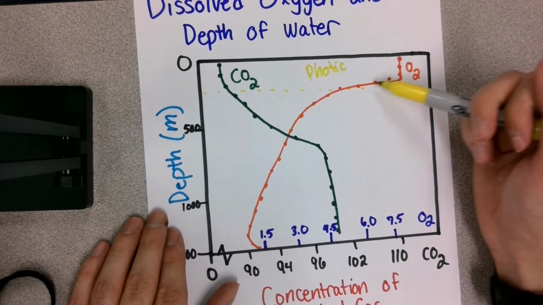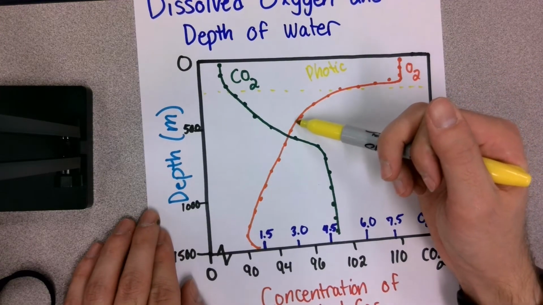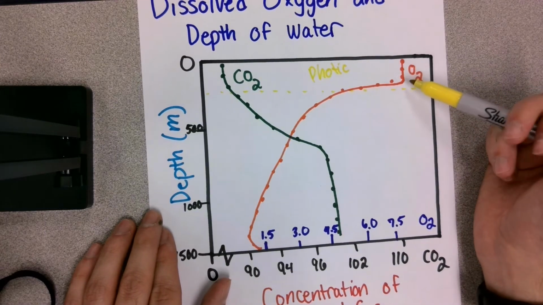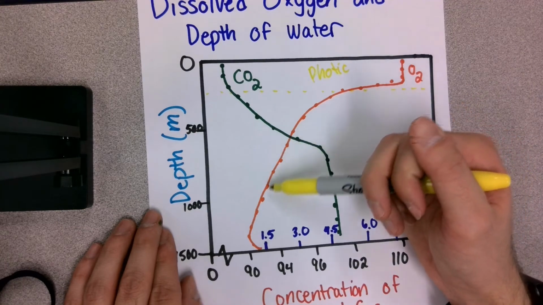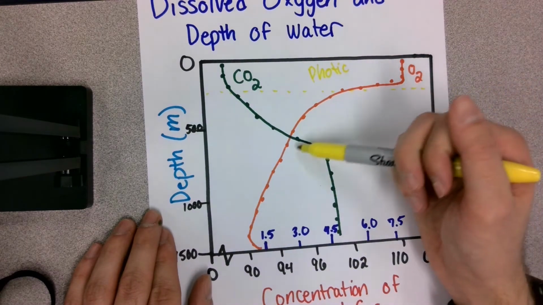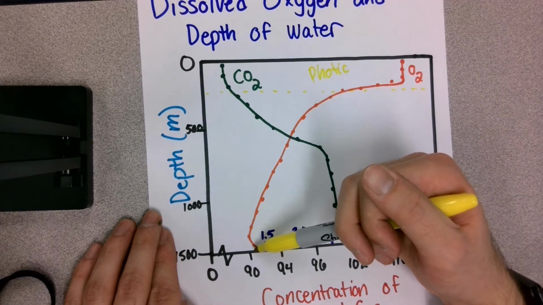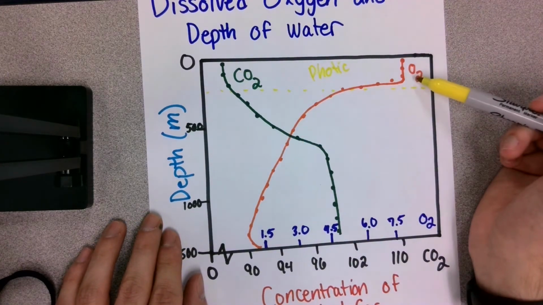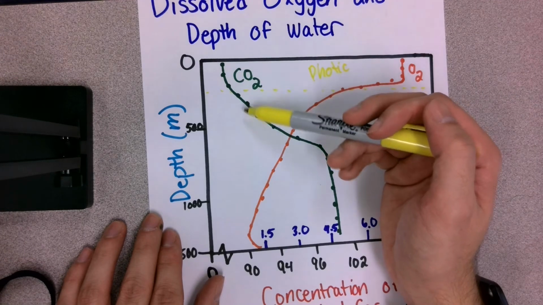As you go down deeper and the depth increases, you don't have any light. It's the aphotic zone, and you're going to have fewer photosynthetic organisms, and the O2 will eventually decrease to almost 0. Okay. But as we have O2 over here, CO2 is this green line over here.